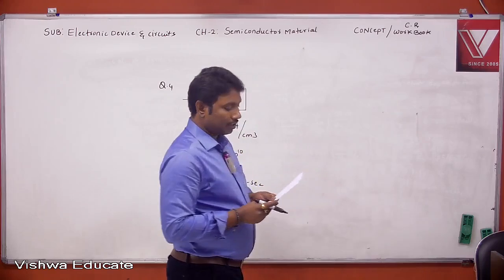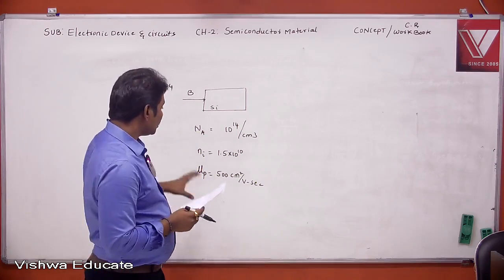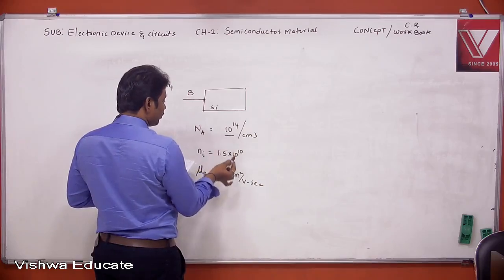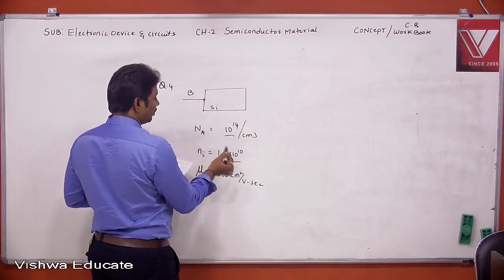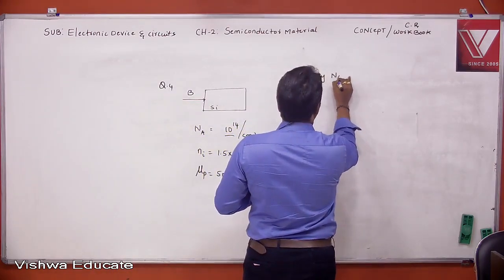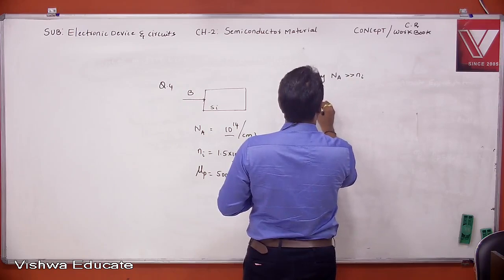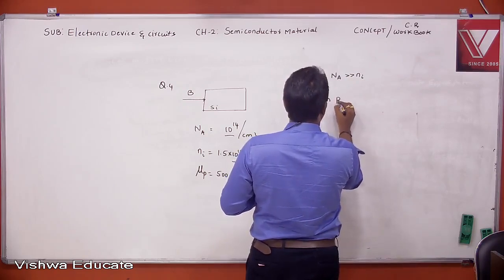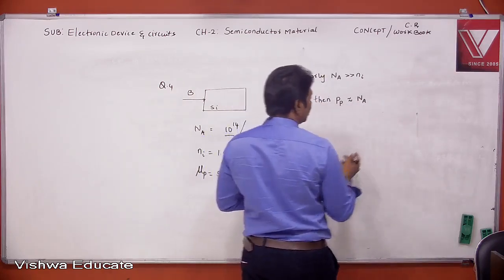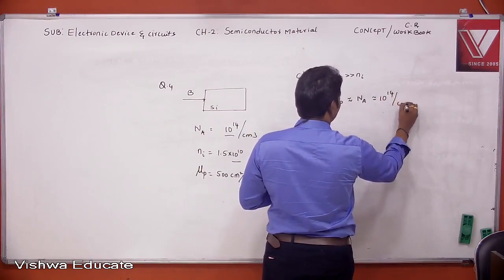Carrier concentration. For calculation of the carrier concentration, we have two formulas, exact formula and approximate formula. For this example, which formula is applicable? Here Na is 10 power 14, Ni is 1.5 into 10 power 10. So clearly the acceptor concentration is far greater than Ni. Then the hole concentration is nothing but the acceptor concentration, as an approximation, which is equal to 10 power 14 per centimeter cube.